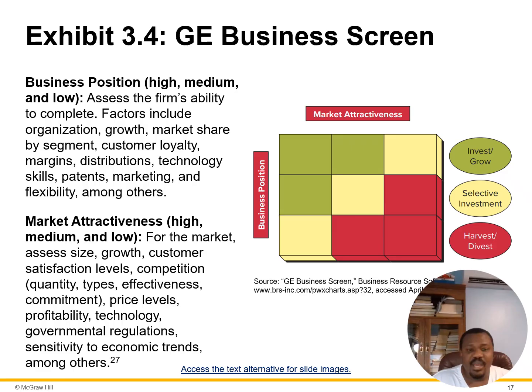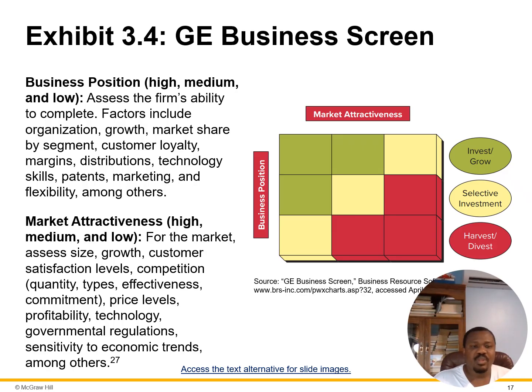With attractiveness, we look at the market asset size, then the growth, then customer satisfaction levels. We look at competition: quantity, types, effectiveness, commitment. We look at price levels, profitability, technology, governmental regulations, and sensitivity to economic trends, among others. These are very important.